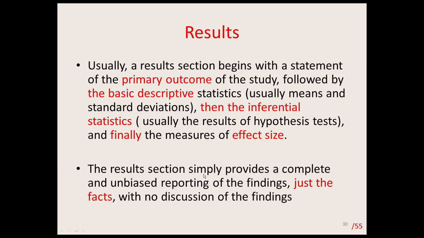The next section of your research report is the results section. Usually it starts with the primary outcome of the study, and then it's followed by basic descriptive statistics. If you have inferential statistics, it comes after descriptive statistics. And finally, if you have any measure of effect size, it comes after the inferential statistics. You have to be careful that there are no conclusions or interpretation in the results section.